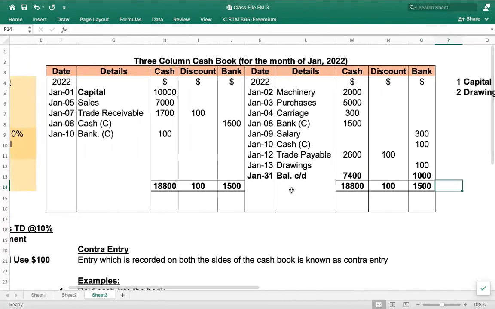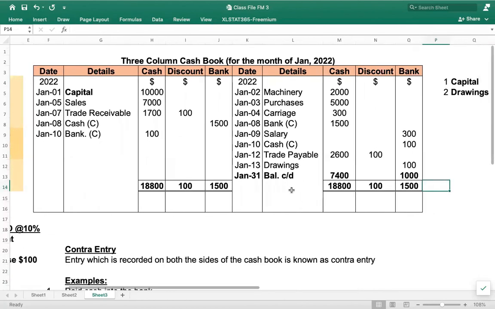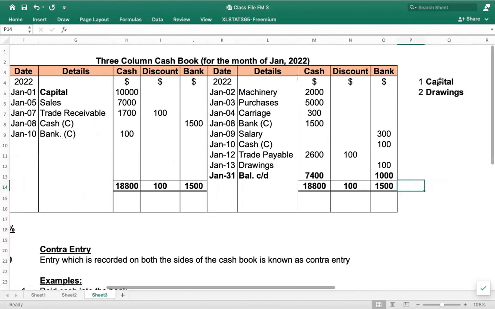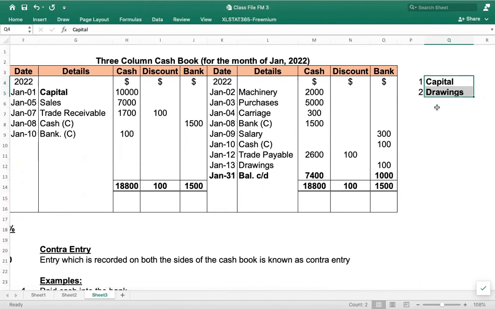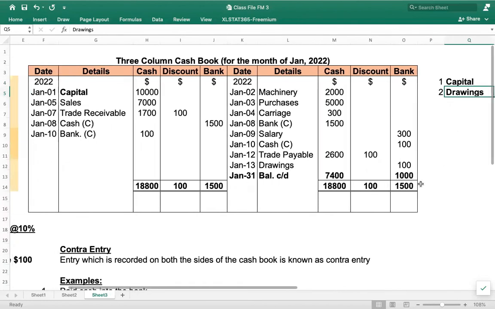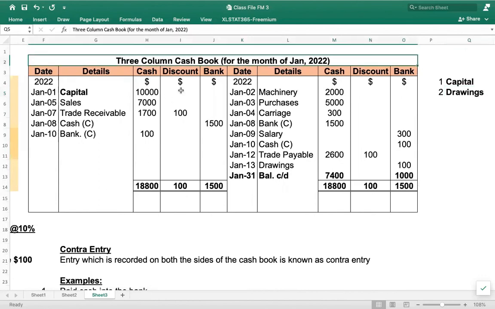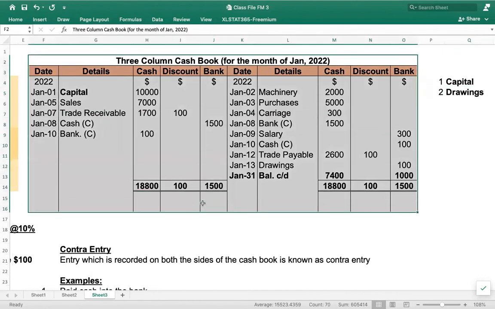So this is also a new thing we learned today. Two accounts are there, and these two accounts represent the owner. One is capital when he invests the money, and drawings when the owner uses business funds for his personal use. At that time, we will use the drawings account. Got it? I hope the 3-column cash book is understood perfectly. Any doubt, you can ask.